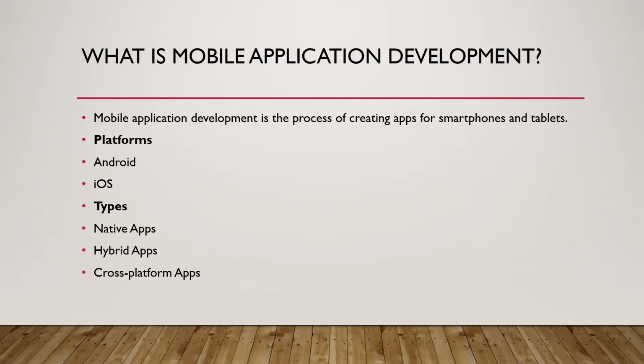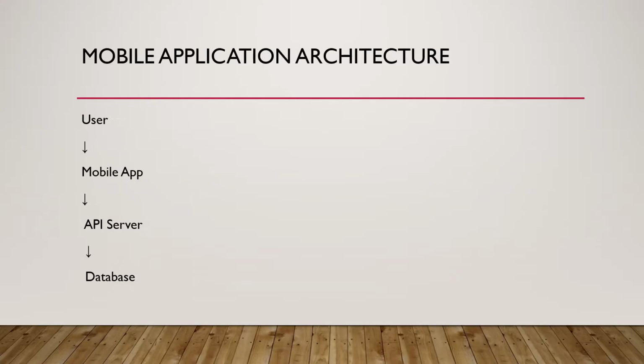Some of the types of mobile application development we have, let's see one by one. The first one is native apps. The second one is hybrid apps. The third one is cross-platform apps. First we'll see about native apps. Native apps is nothing but, what is meant by native, which we belong to, right? Native, we will see elaborately.